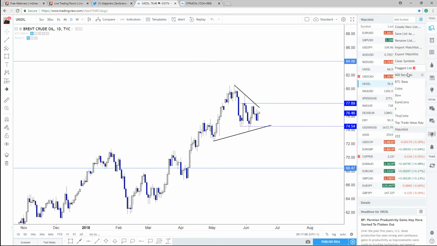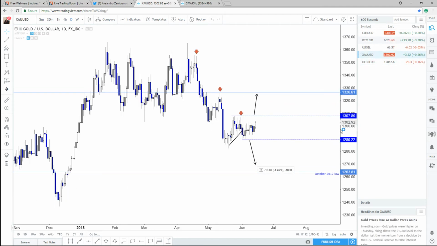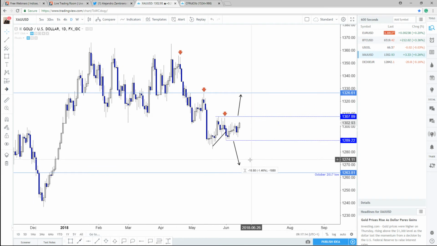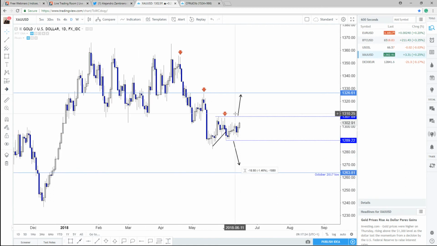Next market we're going to focus on is the price of gold. Gold is turning sideways. There's not much happening here right now. Of course, if we trade below 12.89, the trend could turn to the downside. However, take out 13.07, and this market could head higher. Okay.